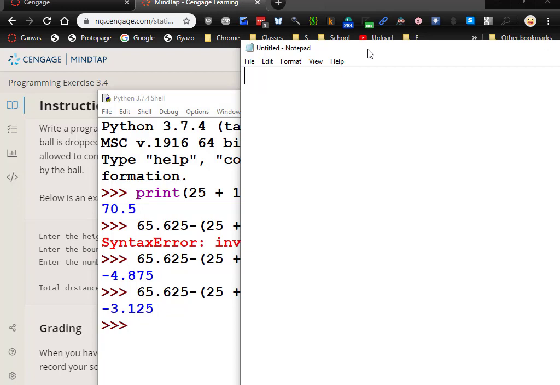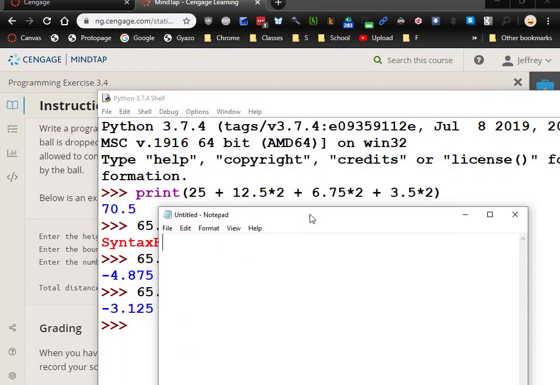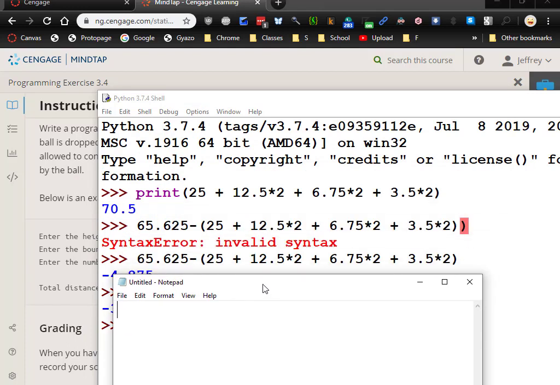So how would we code that? Could we code that to make that work? A sentinel value loop. Well, a loop is a good idea. A number of times that we bounce is a good idea.